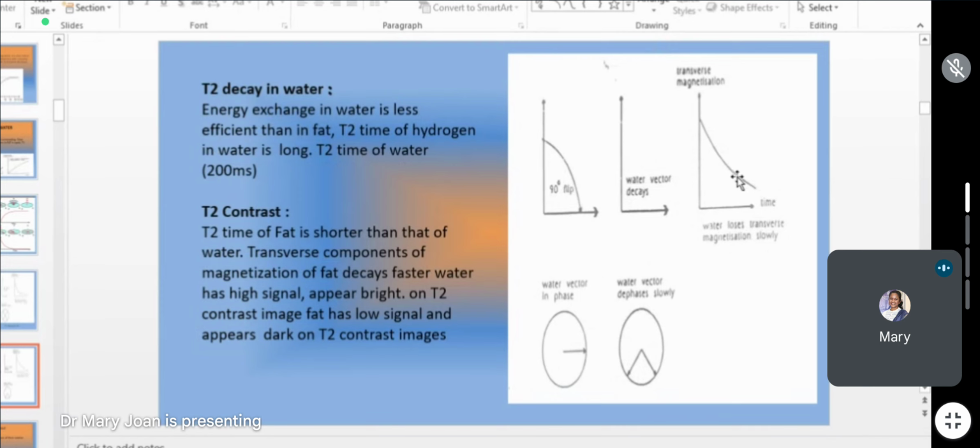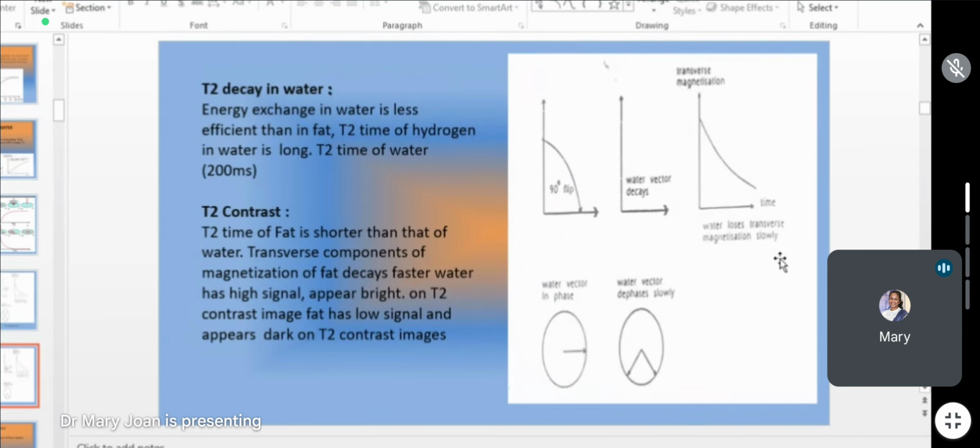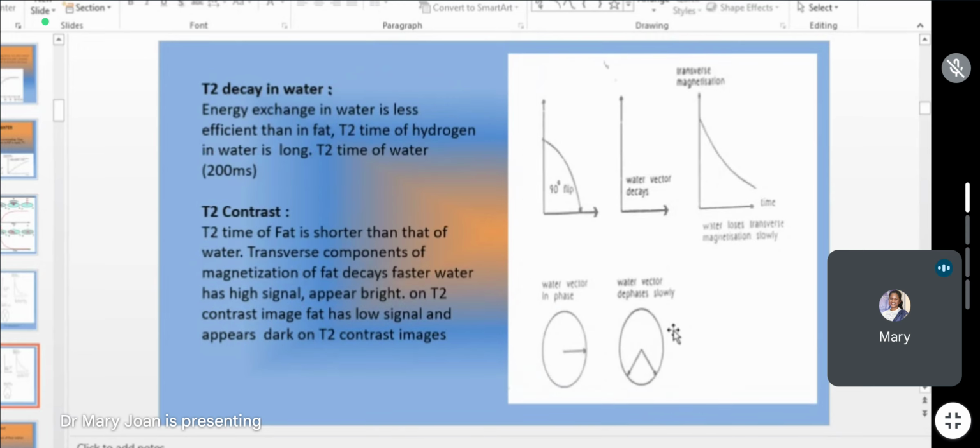So here it is less steep compared to here. Here it is more steep. Here it is less steep. And the fat vector dephases quickly. And here the vector dephases slowly.